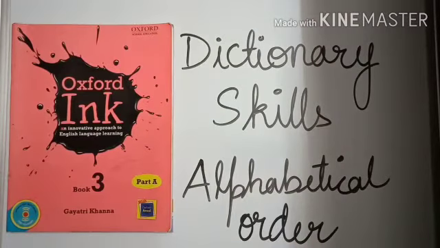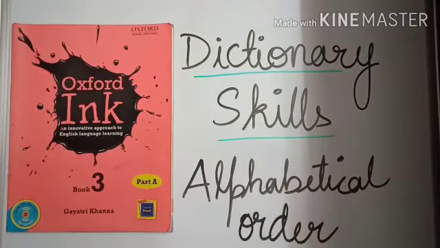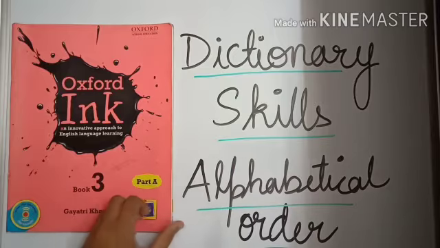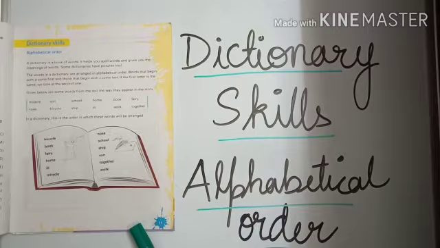Good morning, children. In today's English class, we are going to learn about dictionary skills. And under that topic, we are going to learn alphabetical order. So, children, take out your Oxford Ink Part 8 textbook and open page number 11.